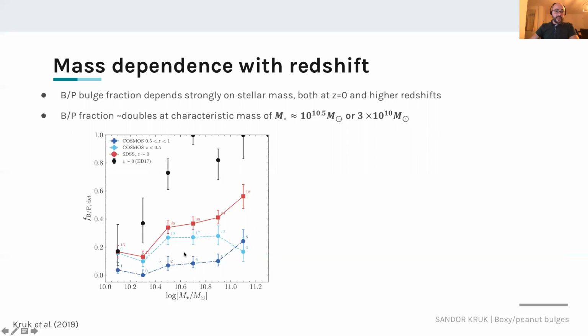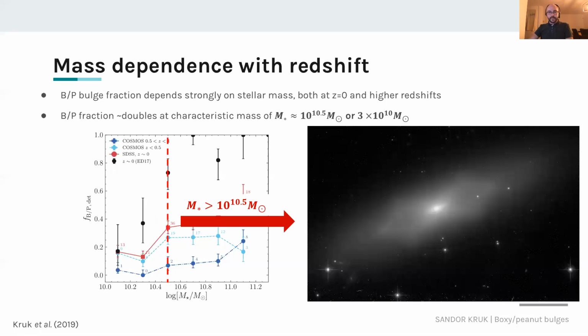The presence of a BP bulge depends strongly on stellar mass. Looking at high redshift, we find a similar trend. There is a jump here around 10 to the 10.4, 10 to the 10.5 solar masses in the fraction of BP bulges. Fewer galaxies below this threshold have these structures and a lot more above this threshold.